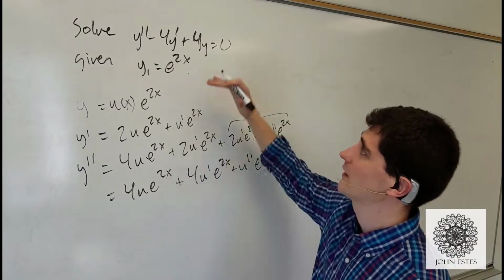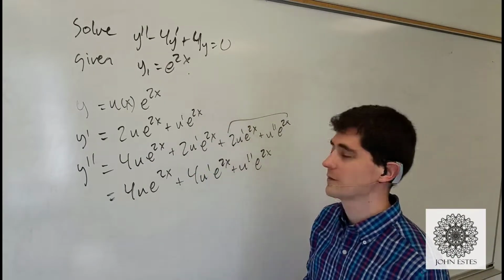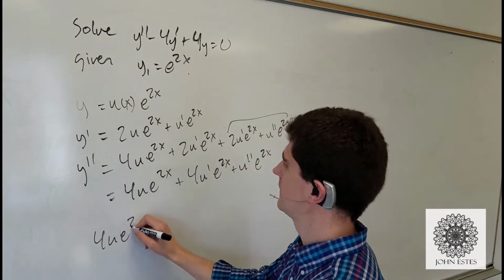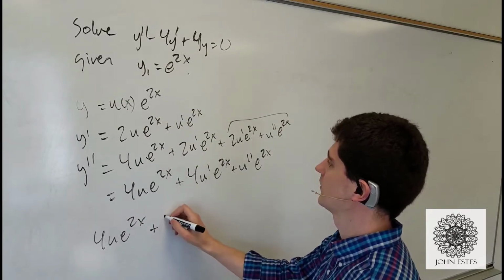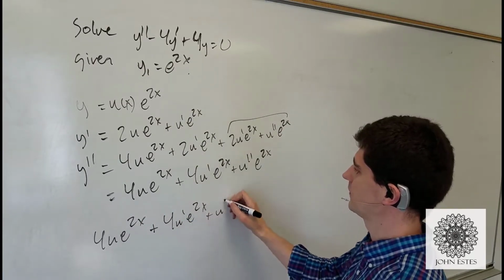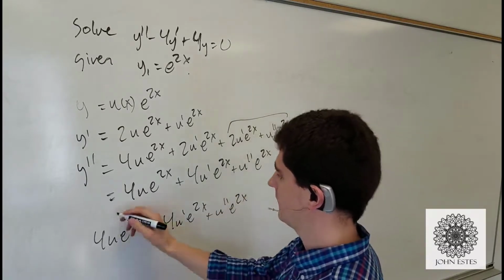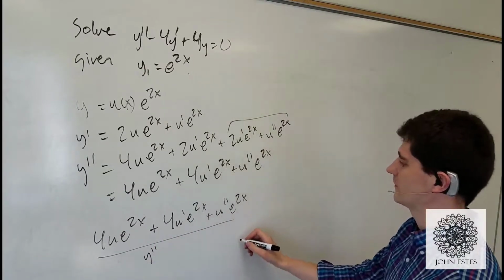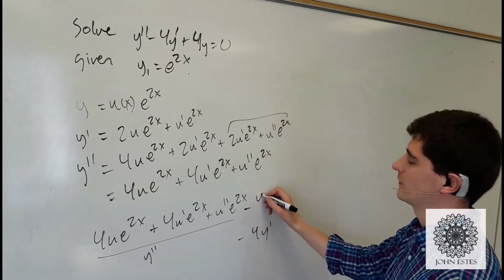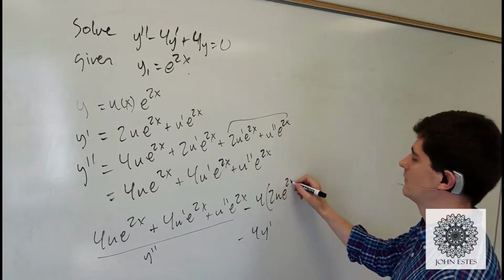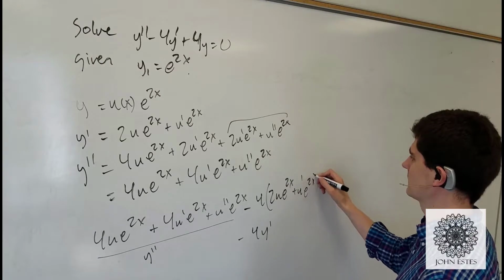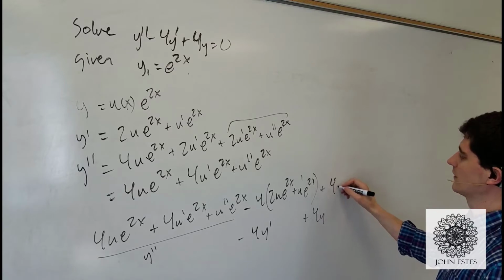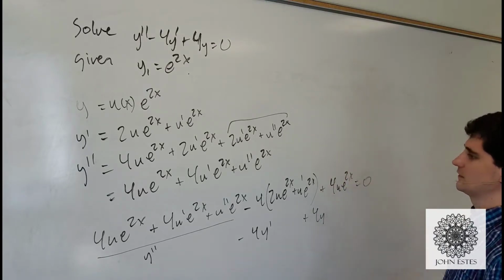Now I'm going to put this back into my original equation, and hopefully we can solve for u. So when I do that, I have 4u e to the 2x plus 4u prime e to the 2x plus u double prime e to the 2x. That's all of my y double prime. Now I need to have minus 4y prime. So it'll be minus 4 times 2u e to the 2x plus u prime e to the 2x. And then I have to have a plus 4y, which would be my 4u e to the 2x. And all of this equals 0.